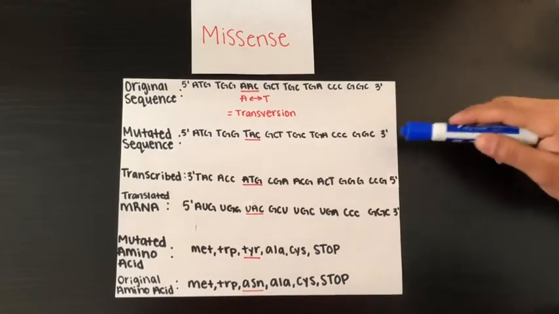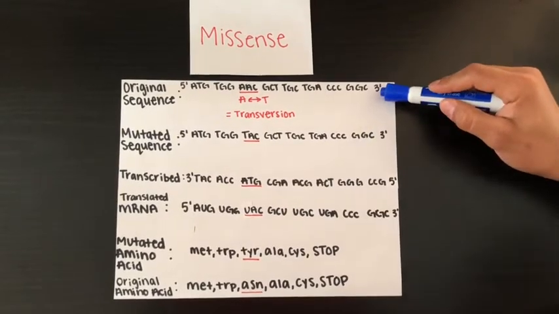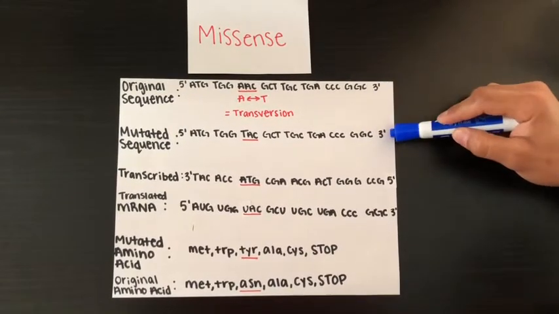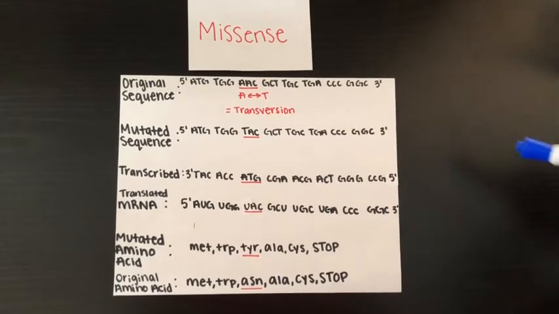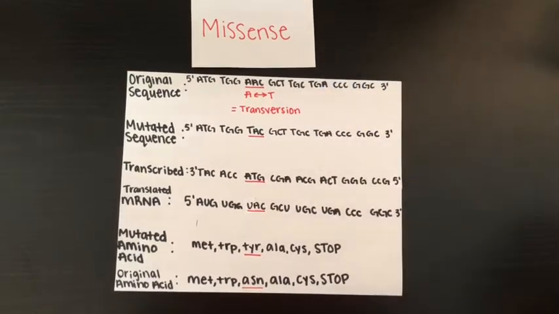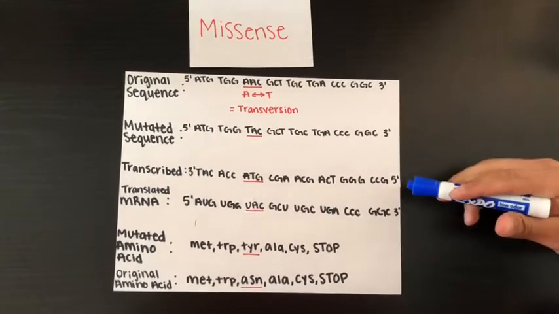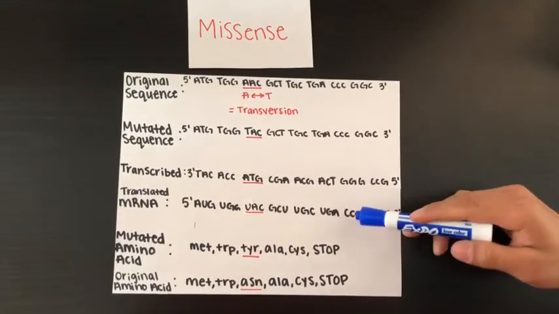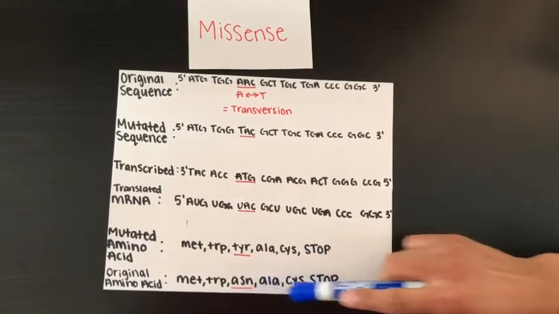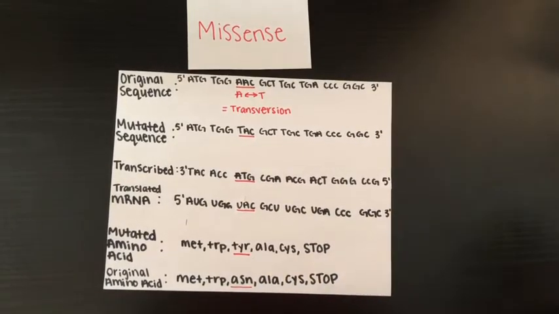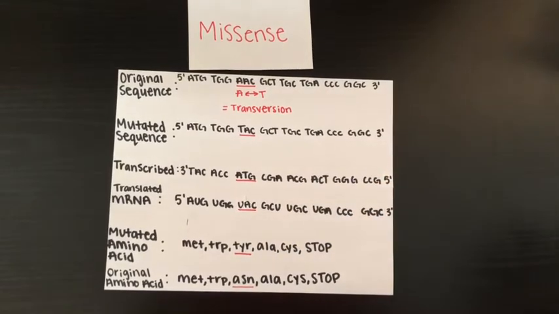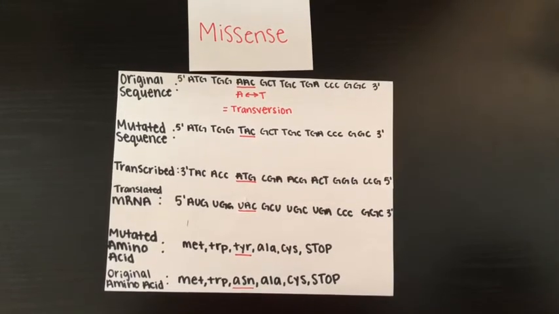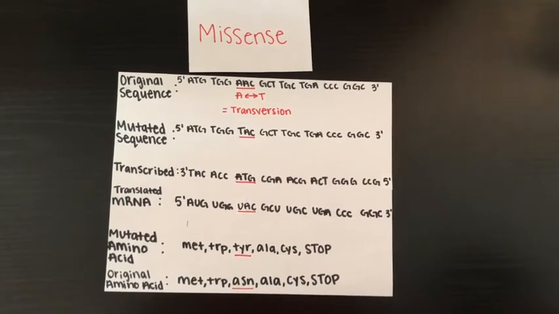Here we can compare our original DNA sequence to our mutated sequence, and we can see that an A base has been switched with a T, meaning that transversion has occurred. Comparing the amino acids, the original DNA sequence gave us the amino acid asparagine down here, and the mutated DNA sequence gives us the amino acid tyrosine. Once again, meaning that missense mutation has occurred because there has been a substitution of a different amino acid.